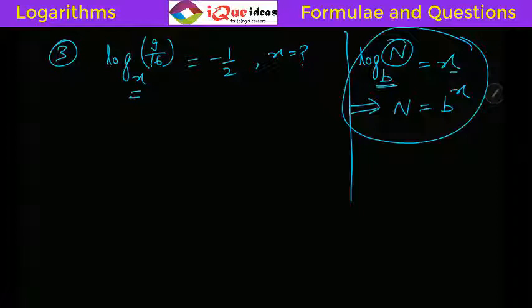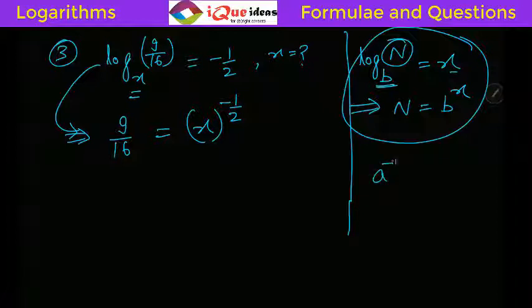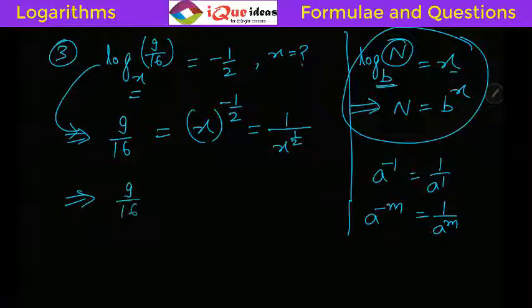So what we can do is, we can say 9 by 16 from here. Directly we can say that 9 by 16 is equal to this x to the power minus 1 by 2. Right? Now, we also know that a to the power minus 1 is 1 upon a to the power 1. Or a to the power minus m is actually 1 upon a to the power m. So this x to the power minus 1 by 2 can be written as 1 by x to the power 1 by 2. Right? So this means 9 by 16 is equal to 1 by, now x raised to 1 by 2. Now anything raised to the power 1 by 2 is actually root of that number. Okay, so it is root x.